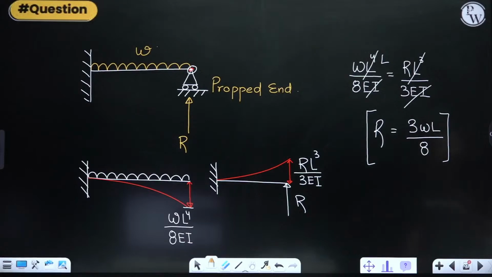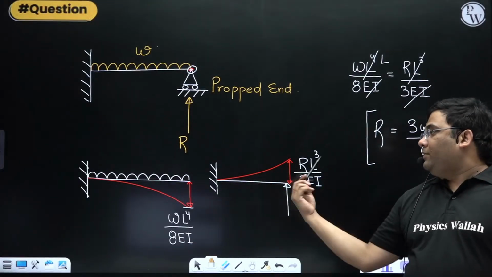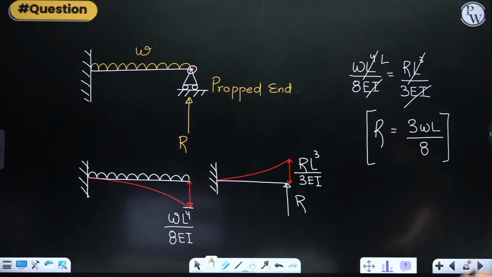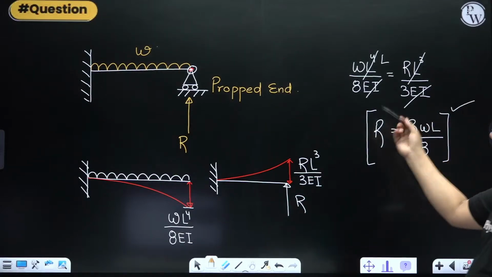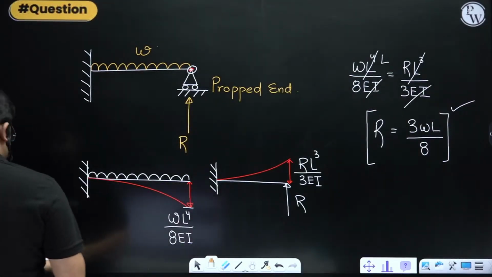Yes, so we can find out the reaction at the propped end using the concept of what? Using the concept of the deflection, that this deflection should be the same, and from there we found out the reaction. Yes, so remember this, okay? I have already derived this, but you can remember this also. They can frame a very simple question like this.